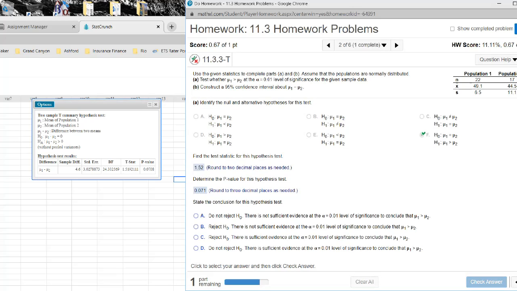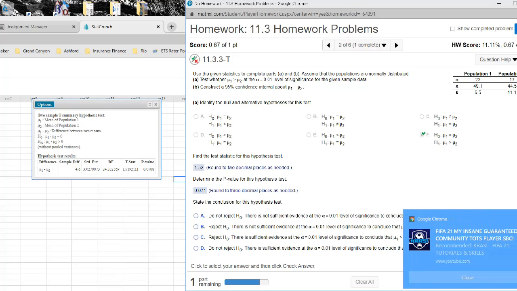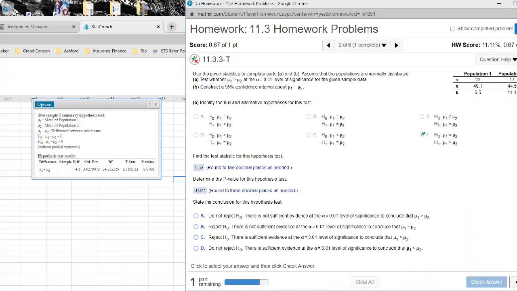All right, so now the conclusion. We're going to compare P to the alpha. P is 0.07, alpha is 0.01. P is not less than alpha, P is not low, so therefore we do not reject the null hypothesis. If you do not reject, there's not sufficient evidence.